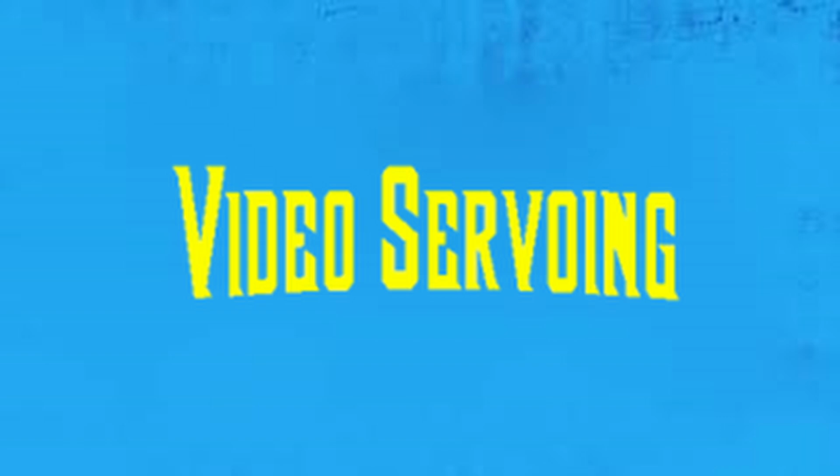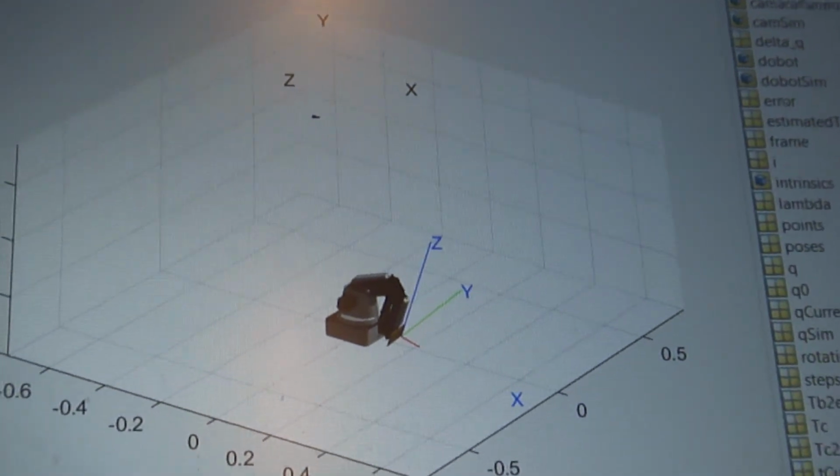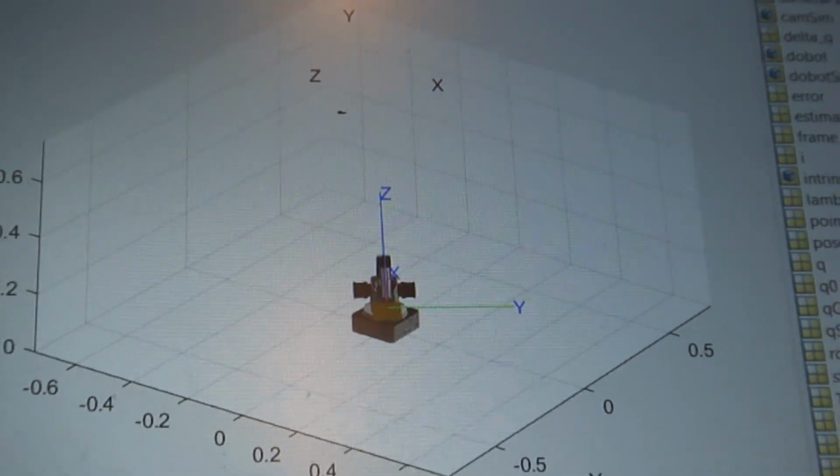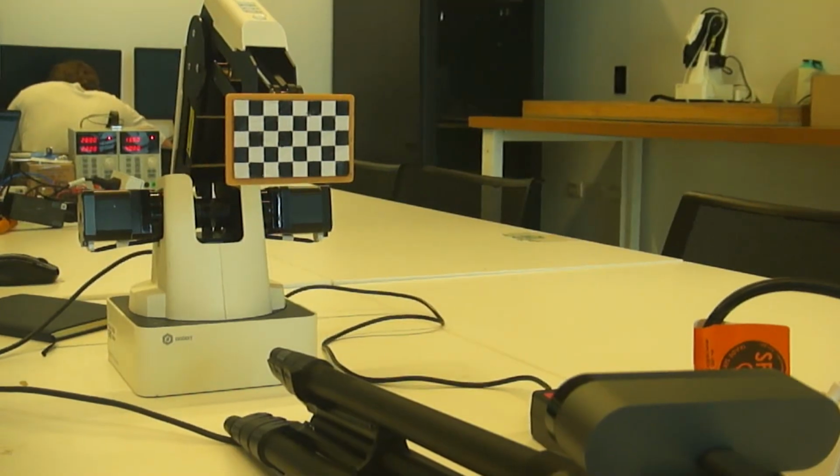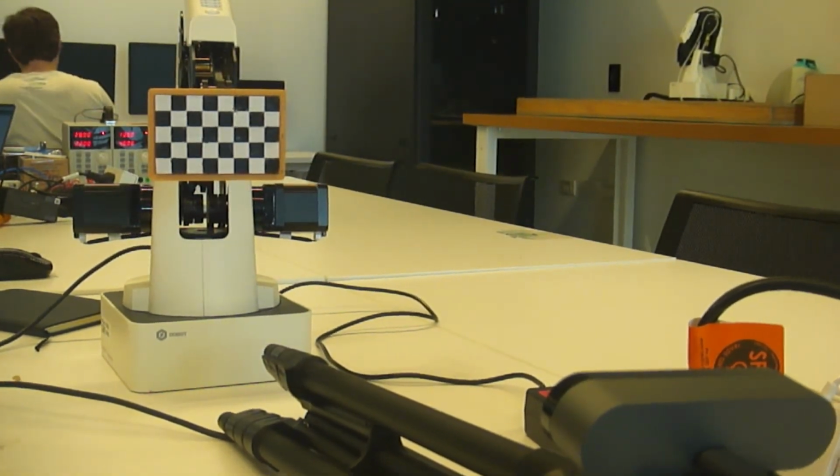The second phase of the system is visual servoing. Here, the camera provides real-time feedback on the robot's movements to guide its end effector to the desired pose. The visual servoing process is a closed-loop control system that adjusts the robot's actions based on the camera's input.